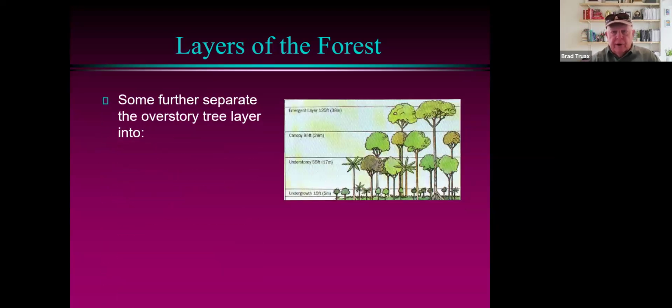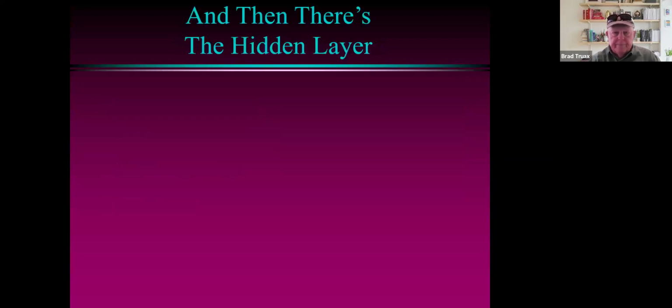Some people will further separate the upper layers, the overstory layer, into both an emergent layer and a canopy. Now, if you're driving down Route 89, and you look out into the forest, sometimes you will see a few trees that seem to be sticking up out above all the other trees. And that's what we mean by the emergent layer.